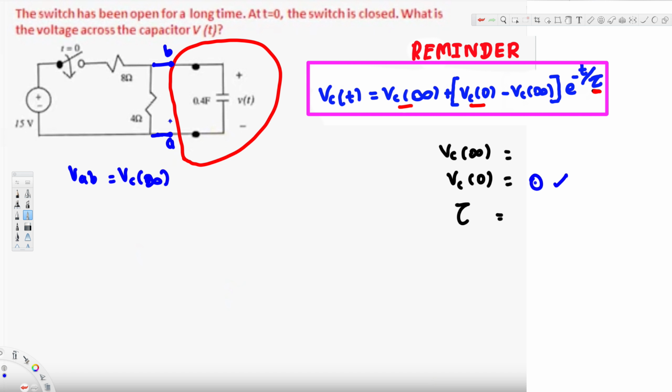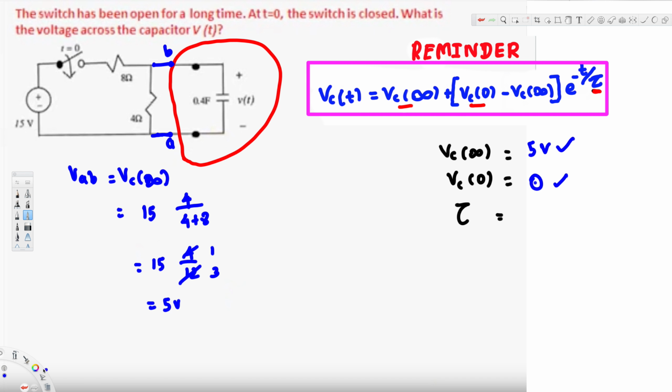To calculate VAB, we can look at the resistor here, that's 4 ohm. If we find the voltage across this resistor, that's going to be Vc of infinity. To find this one we can use the voltage division equation: 15 times 4 over the total resistance, 4 plus 8, because these are in series. So we have 15 times 4 over 12, which is just 5 volts. So 5 volts is going to be Vc of infinity. Now we have taken care of this part.